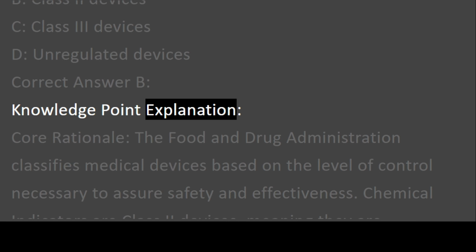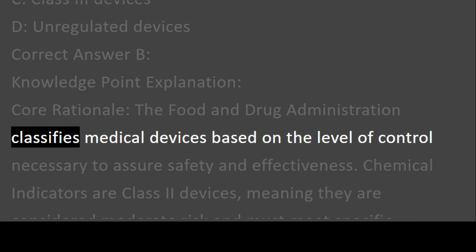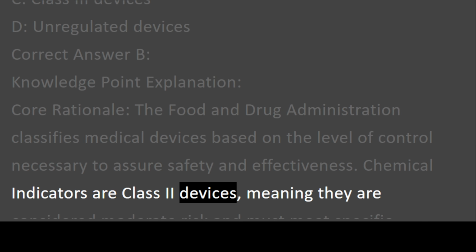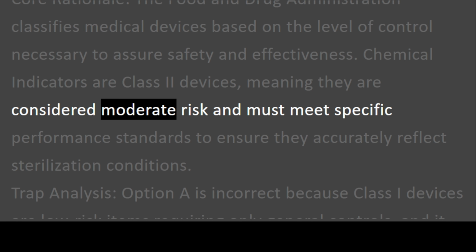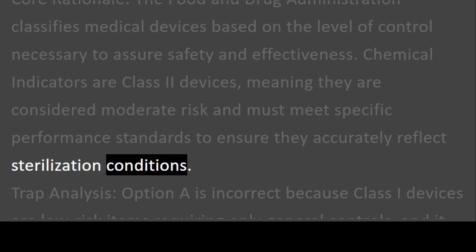Knowledge point explanation. Core rationale. The Food and Drug Administration classifies medical devices based on the level of control necessary to assure safety and effectiveness. Chemical indicators are Class 2 devices, meaning they are considered moderate risk and must meet specific performance standards to ensure they accurately reflect sterilization conditions.